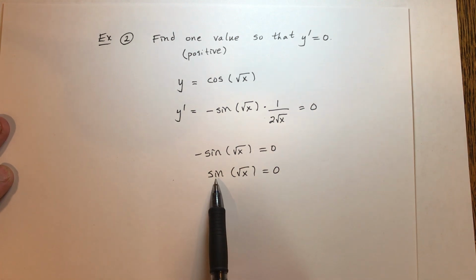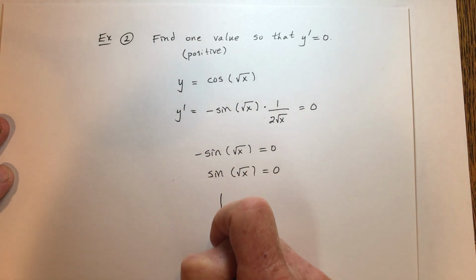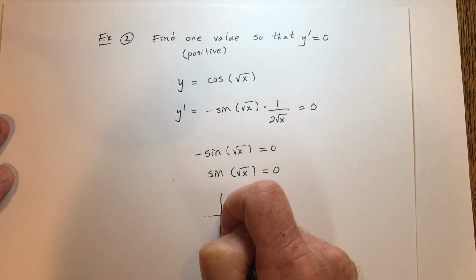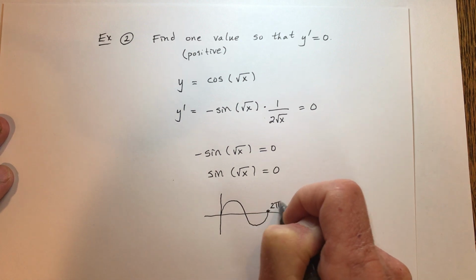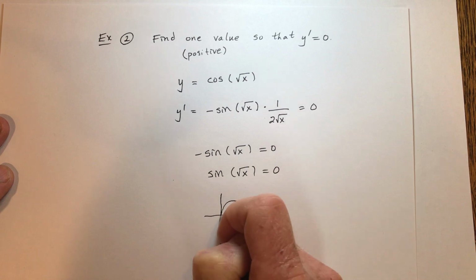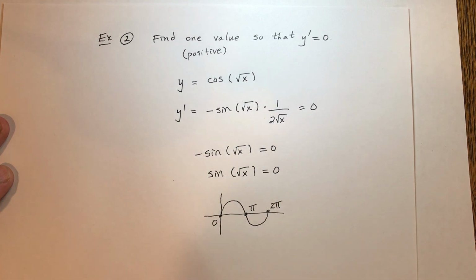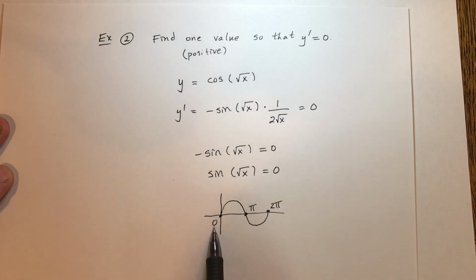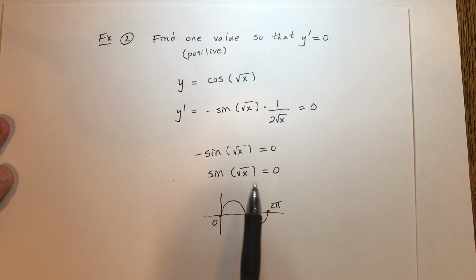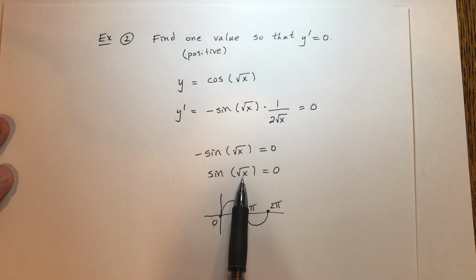It's basically saying if you look at the sine graph, when does the sine graph equal 0? So here's the regular sine graph. This would be 2 pi, this would be pi, and this would be 0. So there's 3 times when the sine function equals 0. But to make it more interesting, I said it needs to be positive. 0 is not a positive number. So the first positive one is going to be pi. So I'm going to use pi, and now go back and use this.